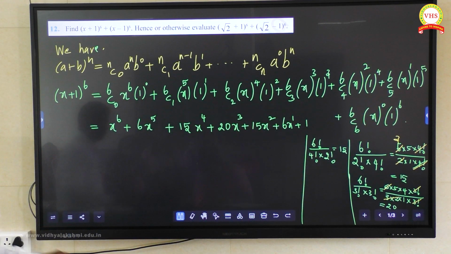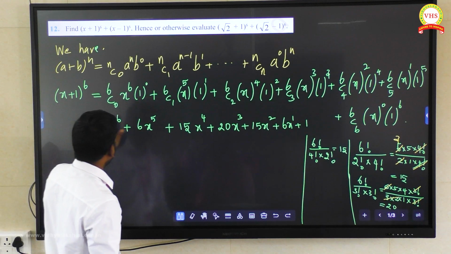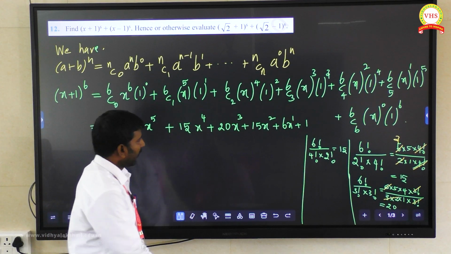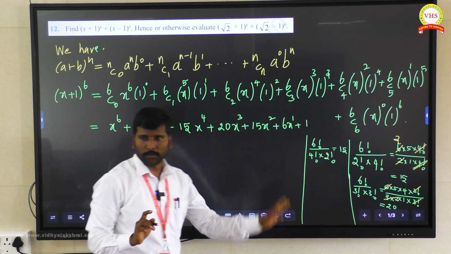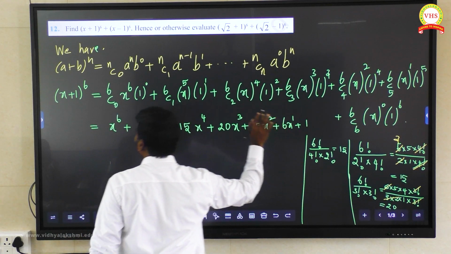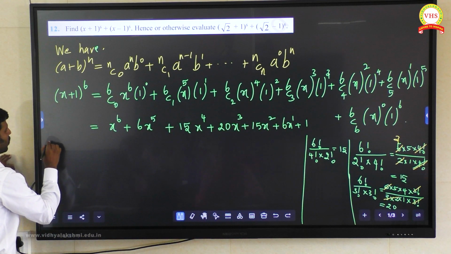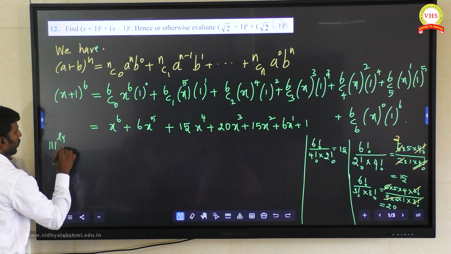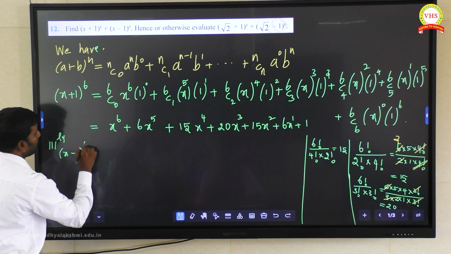Do you understand, children? Right. Now, this is the final answer. You can stop. x power 1 is x. If you want to write it, you can write it, or else leave it. So this is (x + 1)^6. So similarly, we can find (x - 1)^6.